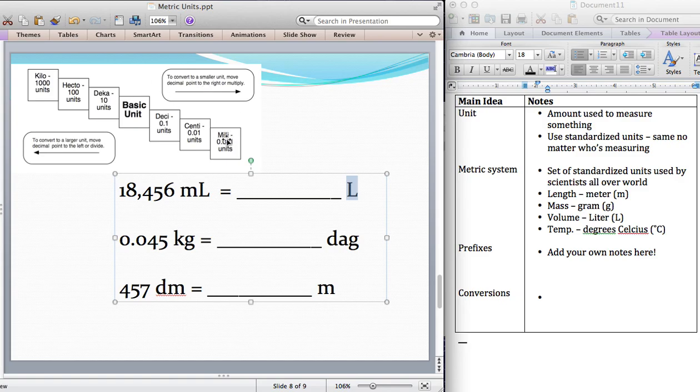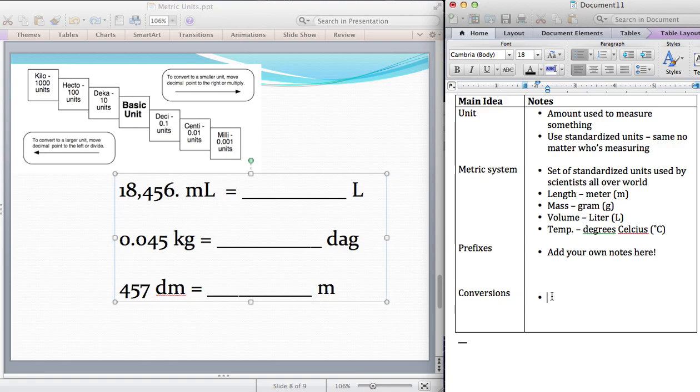So now I want to count how many steps it takes me. 1, 2, 3 steps moving to the left. All right, which means I'm going to move my decimal point 1, 2, 3 steps to the left. Now, there's no decimal in this number, which means we have to fill it in at the end. 1, 2, 3 steps to the left, and we would draw a new decimal there.